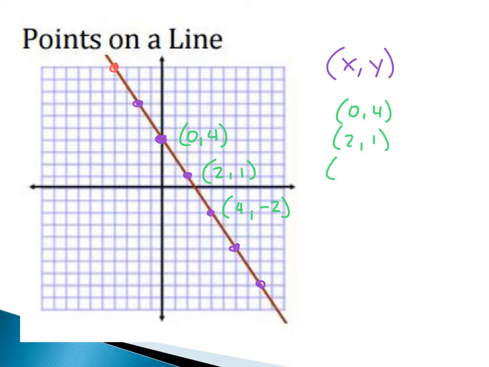But from these points, we get a relationship. And we've done this before in Chapter 1. Remember how we looked at a relationship between inputs and outputs? I would ask you guys, how do you get from 0 to 4? How do you get from 2 to 1? How do you get from 4 to negative 2?